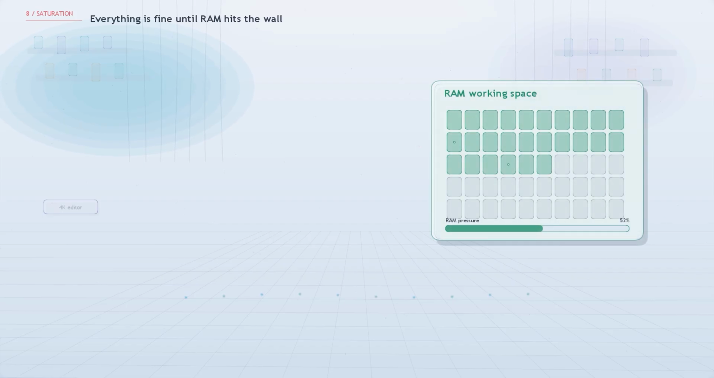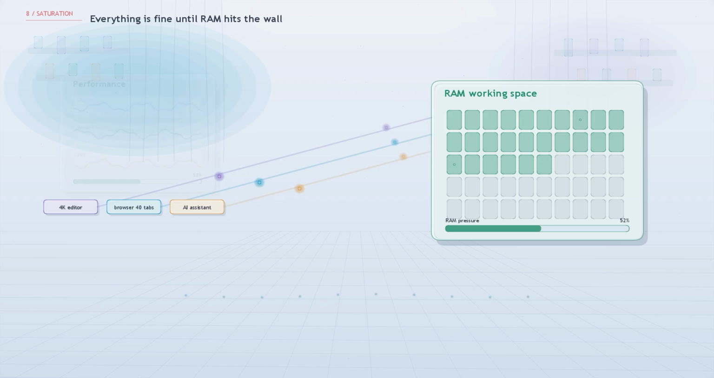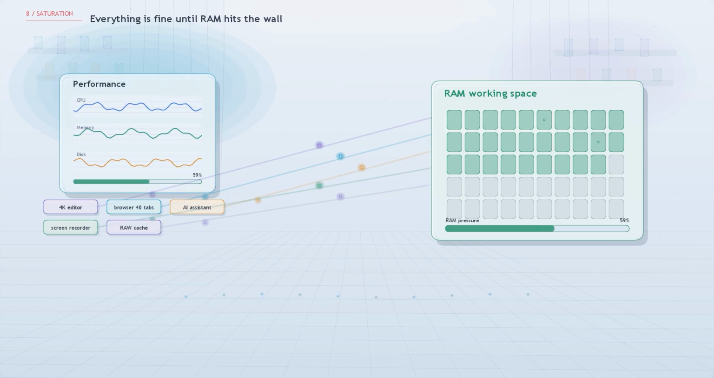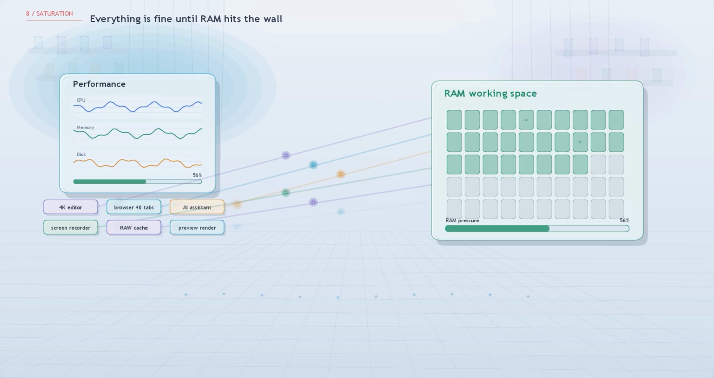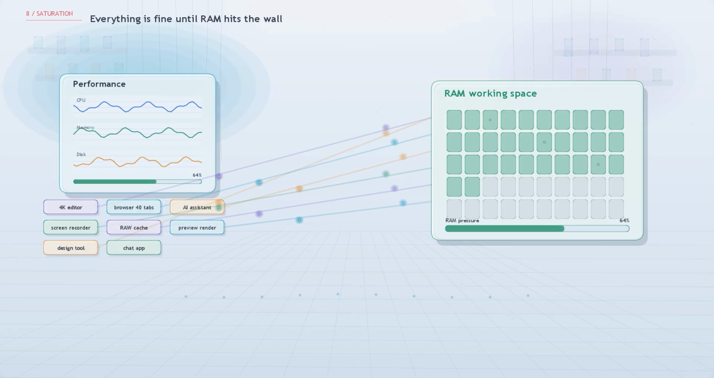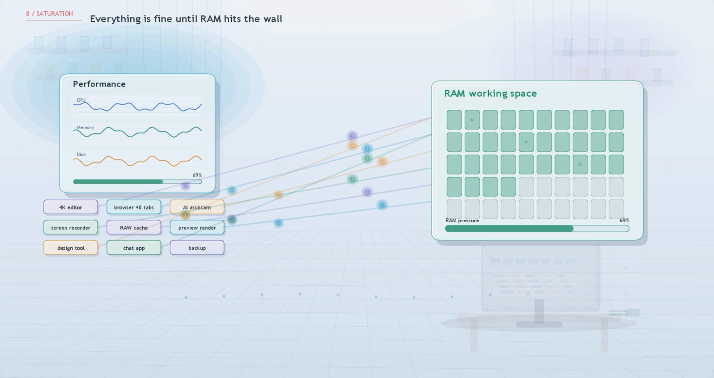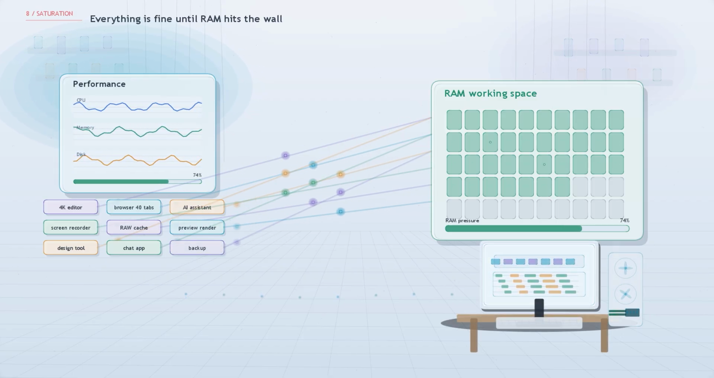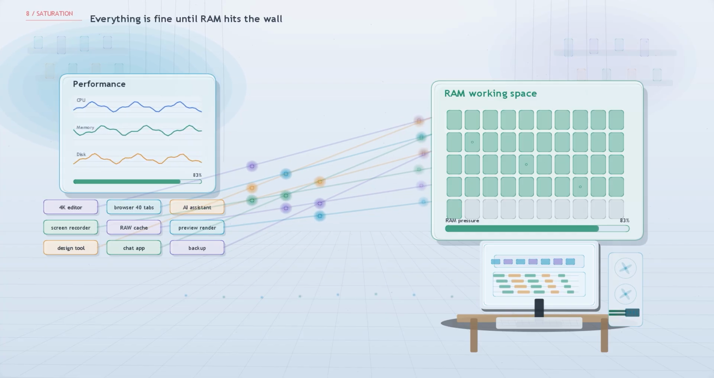Ava opens a 40 gigabyte video project alongside everything else. RAM usage shoots up, 12 gigs, 13, 14. She's approaching the limit of her 16 gigabyte system. At 90%, the operating system starts getting nervous. It begins a process called paging, moving cold data to disk.